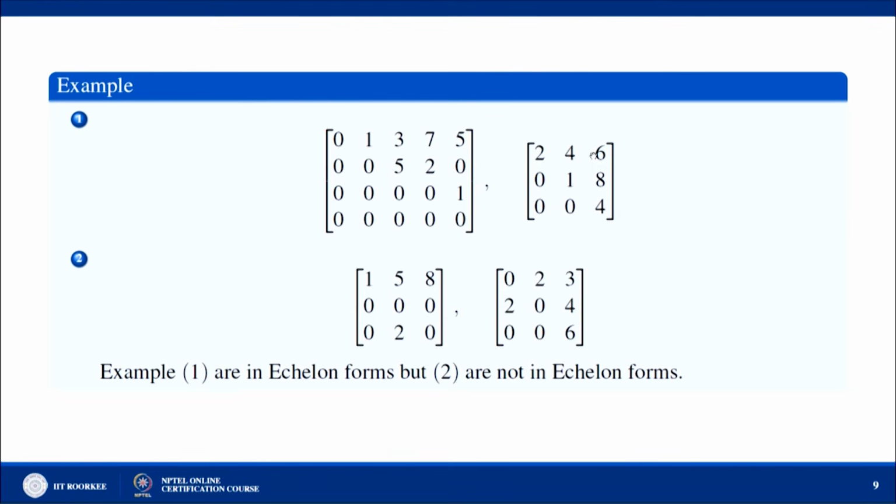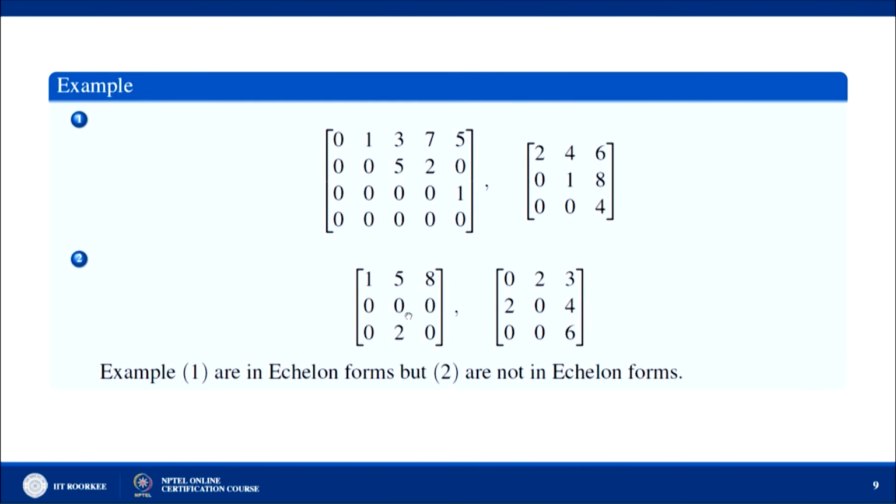an echelon form. Now, if you see the second example, there is no row containing all 0. Okay. Now, this is the first non-zero element in this row, this is the first non-zero element in the second row, and this is the non-zero element in the third row, and in all the non-zero rows, the leading element of each row is to the right of the leading element of the row above. So, this is an echelon form of some matrix.